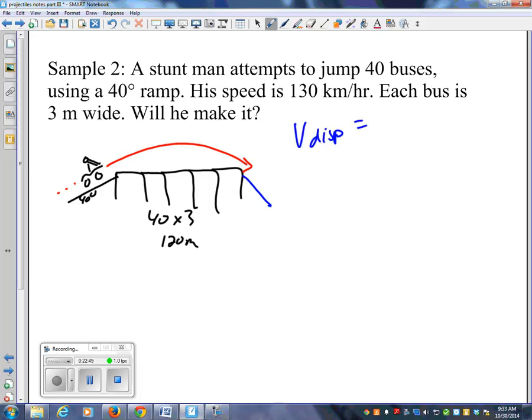How come I don't give you the height of the ramp, do I? Basically, it's 0. Does the height of the ramp matter here? Not as long as the height at the other end is the same. Right?